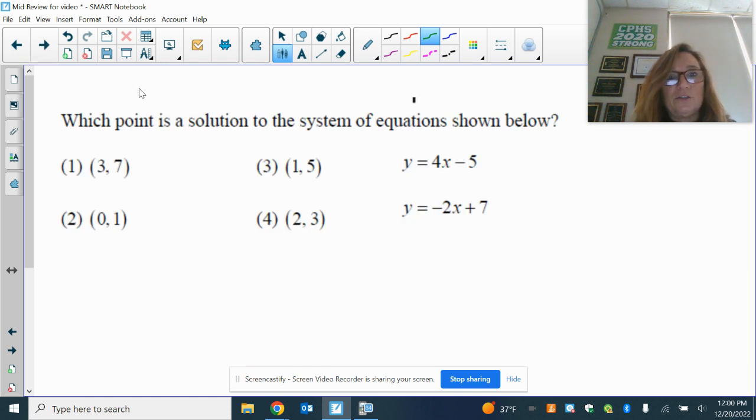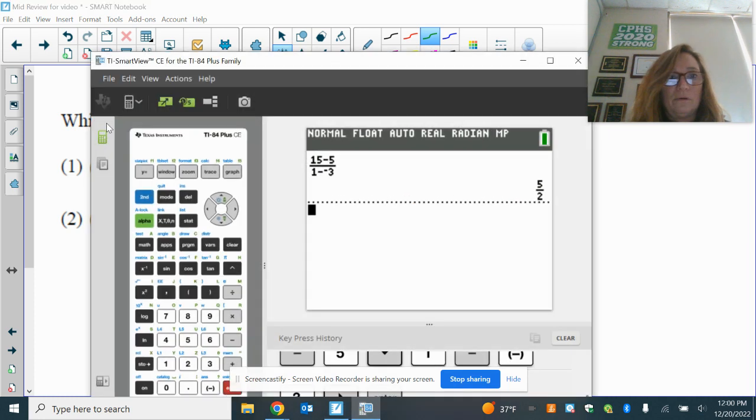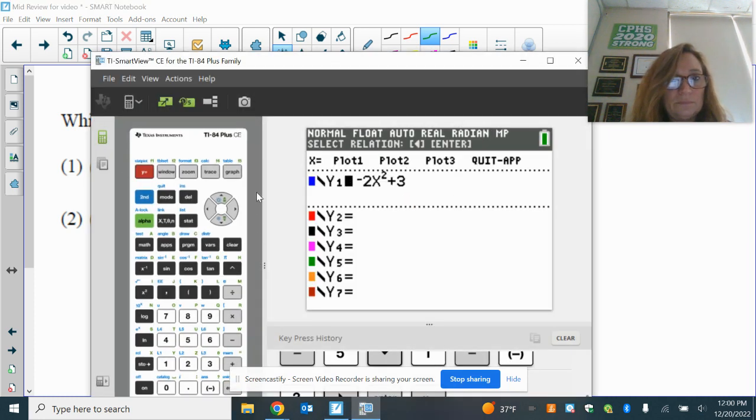Which point is a solution to this system? Now, this is totally calculator, like plug it in, plug it in. So you can just use your calculator. Basically, you're looking for the point that makes it true. Okay, so y equals, and where is the question?